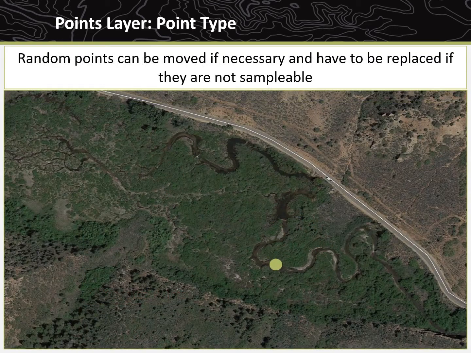Random points can be moved if necessary, and will have to be replaced if they are not sampleable. Rules on moving these points can be found in the 1735-2 field protocol or in the Moving the Point Coordinates training video. I will discuss how to replace rejected points later in this video.